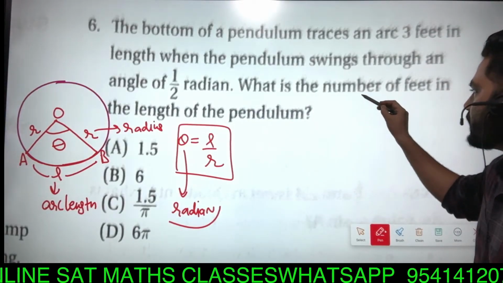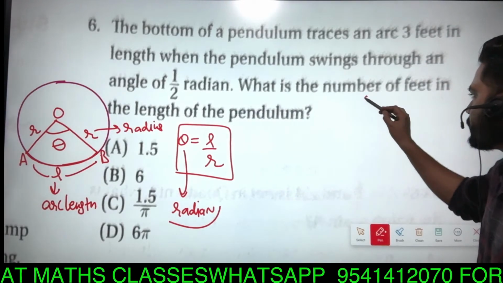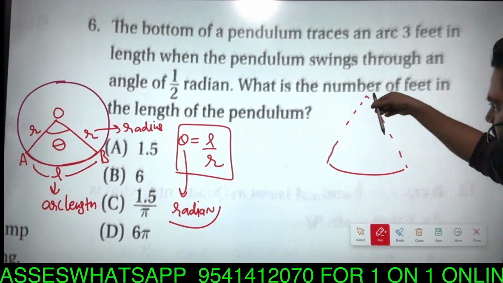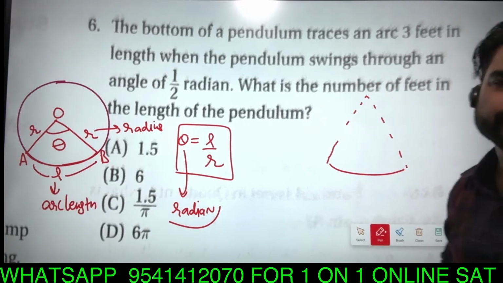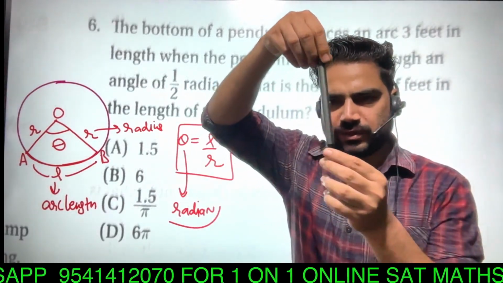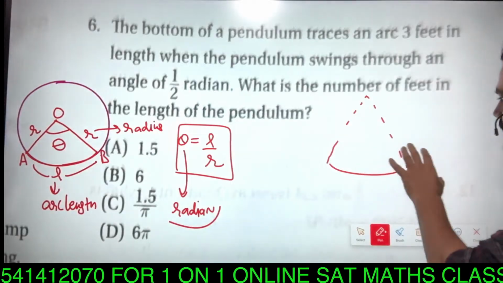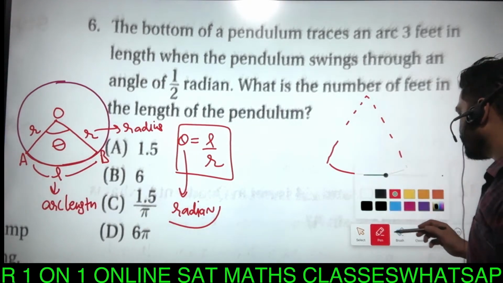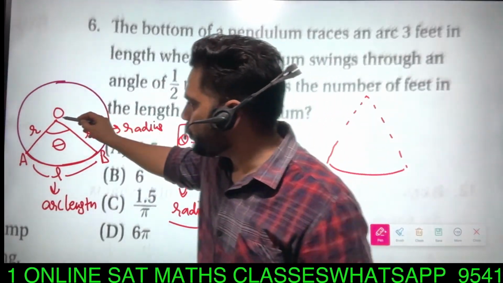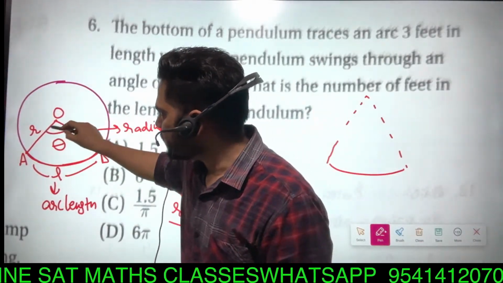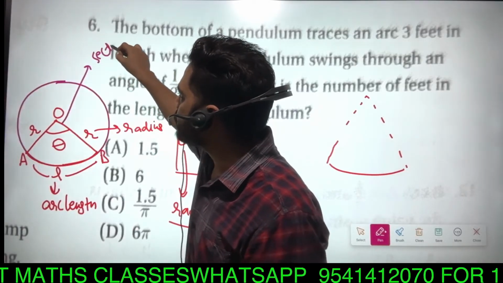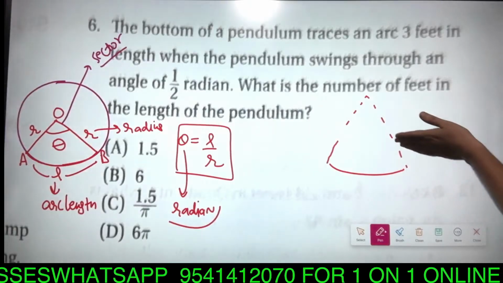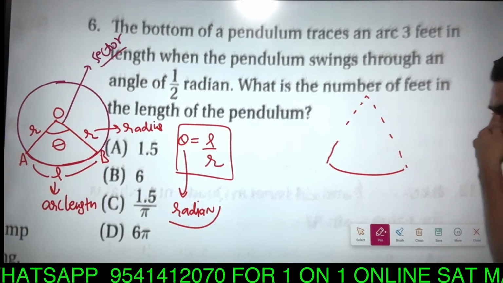So now in a pendulum also, have you seen the pendulum? In a pendulum also the figure will be like this. See, suppose this is a pendulum, it will swing like this. Okay, if a pendulum swings like this, in this figure, this OAB figure is known as a sector. So this portion of the circle is known as a sector. So the pendulum will also make the shape of a sector.